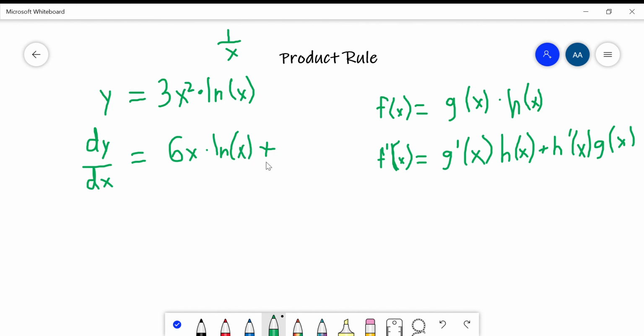For the next one, we do the opposite. We take the normal version of the initial function, and we take the derivative of the next function. So the derivative of ln x, the natural log of x, is 1 over x. So let's put that in there.